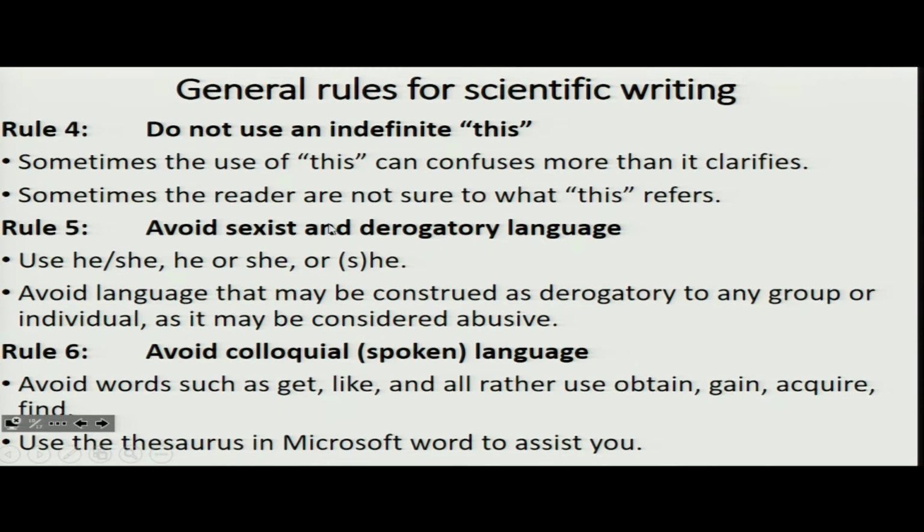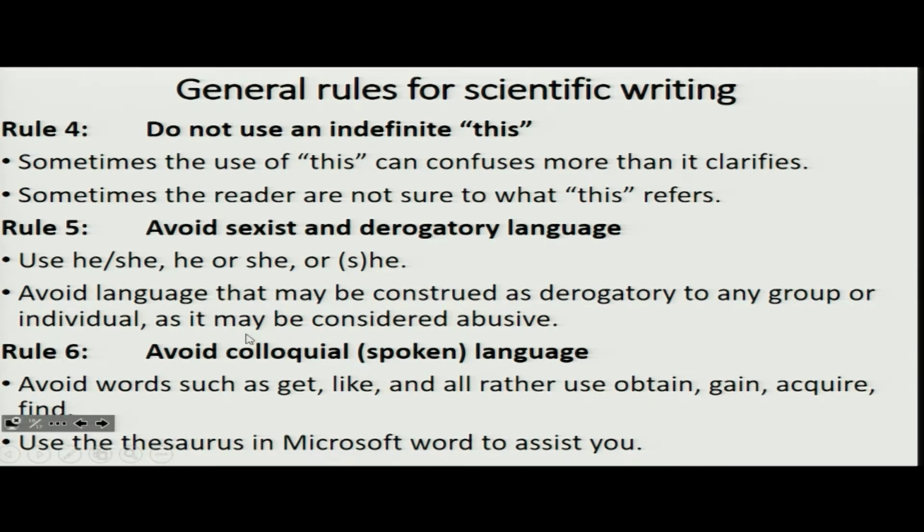Then rule number 5, avoid sexist and derogatory language. Use he/she, or he or she. This is quite a nice one, because then you are also not gender biased, especially when your research work is marked. One of the assessment criteria of research is that you should not be sexist. So you must give recognition to both sexes. And if you look also at the Constitution of South Africa, we are not allowed to discriminate based on sex. So this, I hope, will help you. Avoid language that may be construed as derogatory to any group or any individual, as it may be considered abusive.